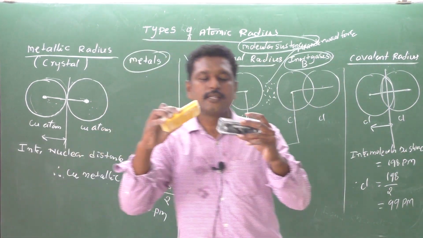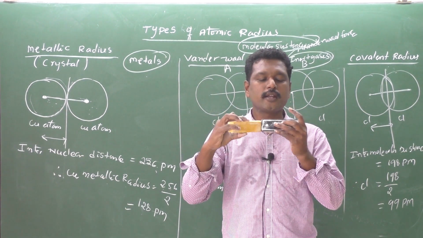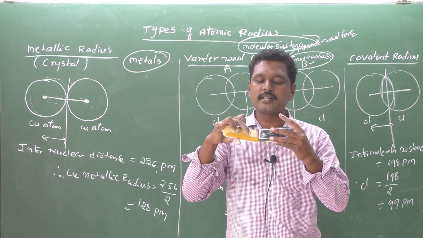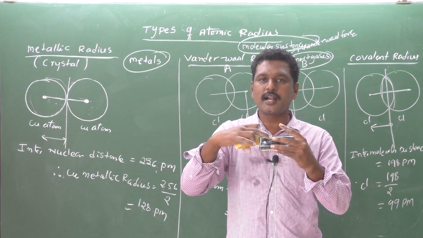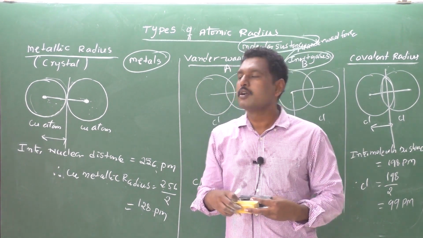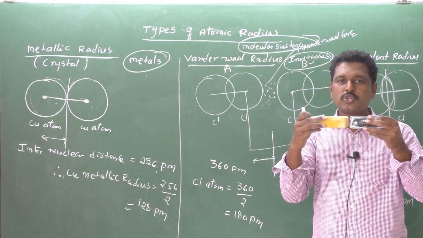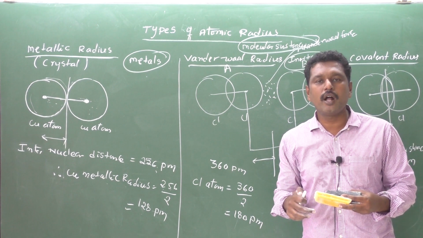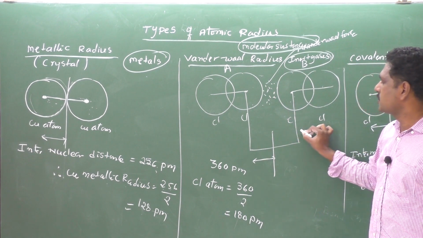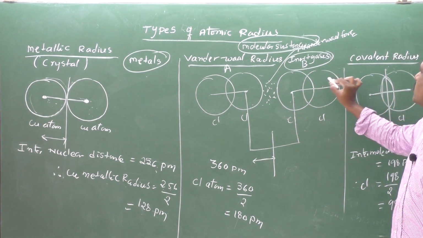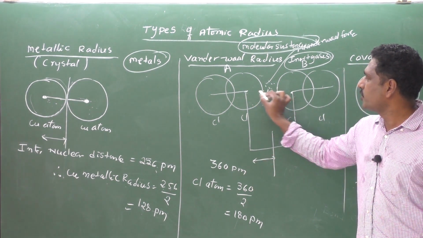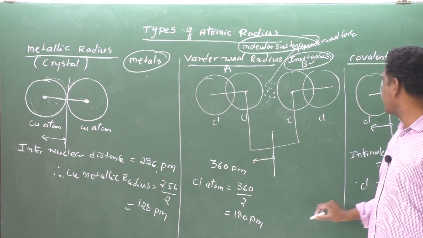For example, it is one molecule, where two atoms are connected. These two atoms are adjacent atoms. From the center of this atom to this atom is called internuclear distance. Half from here to here is called van der Waal radius. In between these two molecules, the force is called van der Waal force. Therefore, this is the second one, applicable for molecular substances and inert gases. From here to here is 360 picometers, so the radius is 360 by 2, 180 picometers.